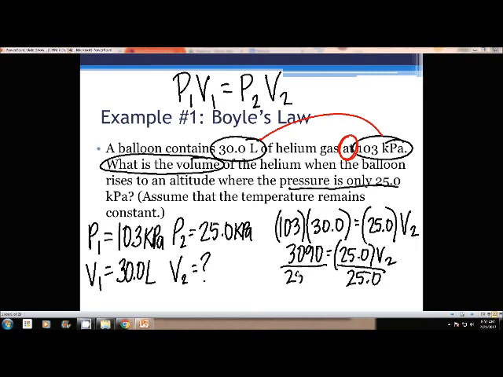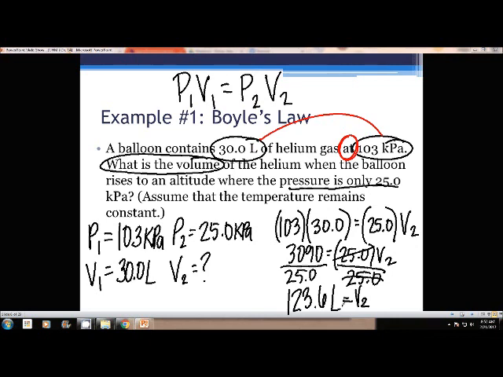So I divide both sides by the 25.0, and then V2 is equal to whatever that is divided. 123.6. All right, 2 people said it. Our unit is going to be liters, because it's volume.